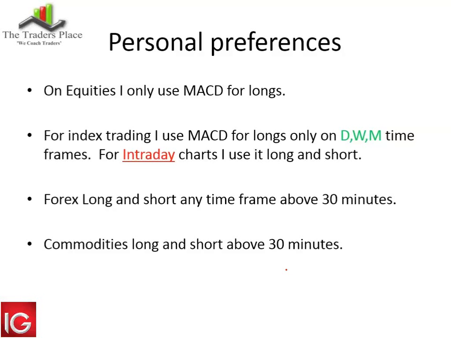Some of my personal preferences: on the shares, I only use MACD for longs, and I only use it end of day. For indices, I use the MACD for longs only on a daily, weekly, and monthly time frame. When it comes to day trading or intraday trading the index, I'll use it long and short. So long only on end of day, but for intraday, I can look at it long and short. In the Forex markets, long and short, any time frame above 30 minutes. Commodities, I also use it long and short above 30 minutes. Again, you must know what your systems are supposed to produce and then use the MACD to enhance that.